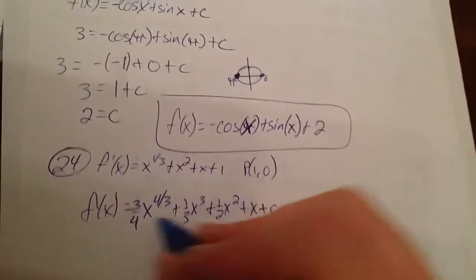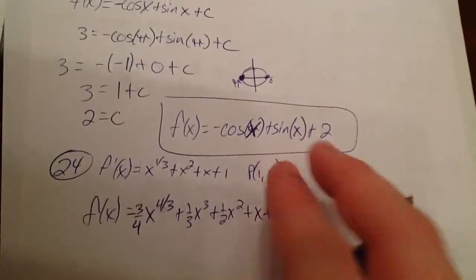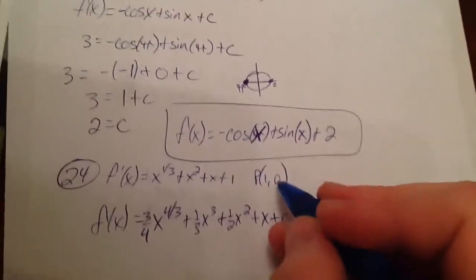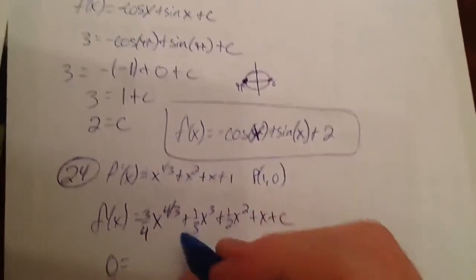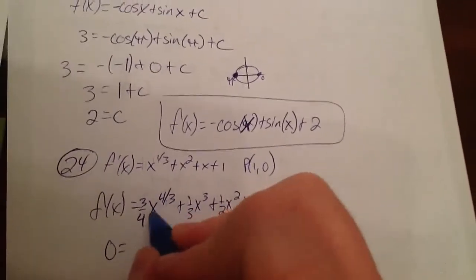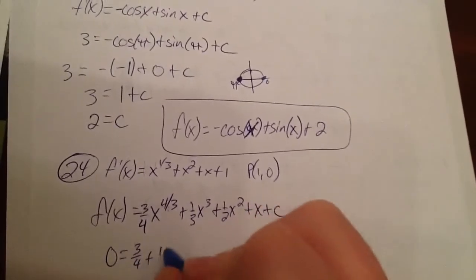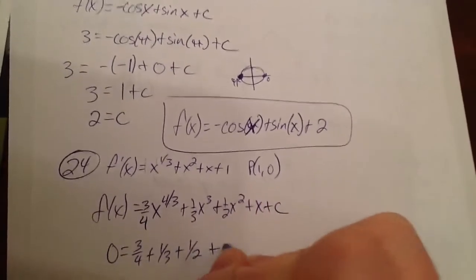Plug in your point, 1 for x. Be nice if they would have flipped it. 1 for x, 0 for y. Oh boy. Well, at least it's 1. So it's just 3/4 plus 1/3 plus 1/2 plus 1 plus c.